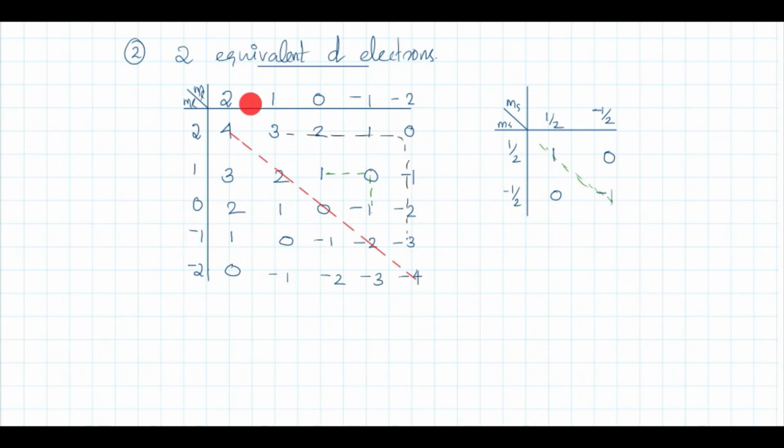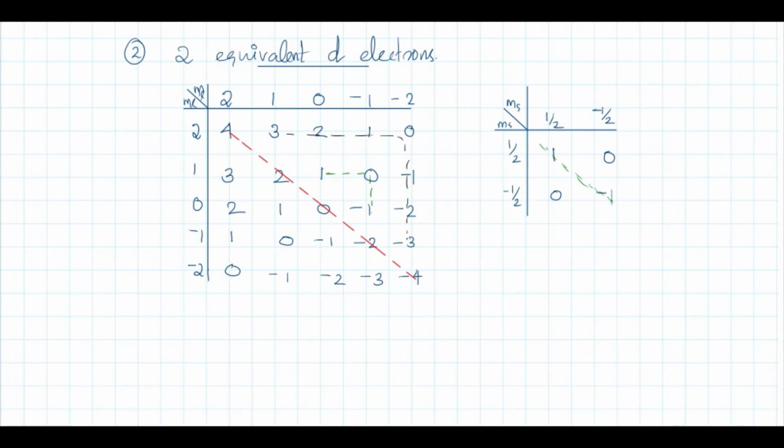For the first electron, you have to write it in the horizontal manner. Second electron, you have to write it in the vertical manner. Since it is a d electron, ml value is 2, 1, 0, minus 1, minus 2. Similarly, 2, 1, 0, minus 1, minus 2. Fill the square by adding the respective position numbers. So you will get this one.